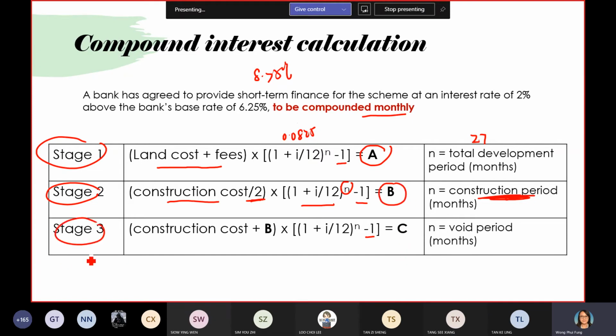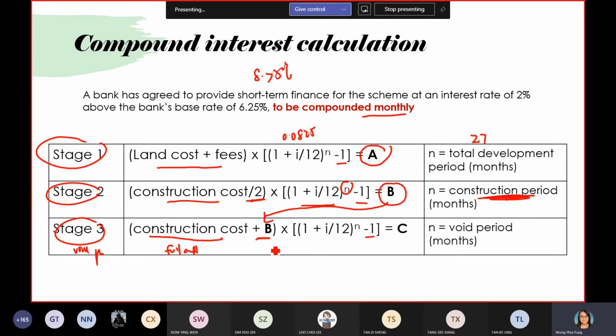The last stage is for the void period. For the void period, it's a little bit different. You use the construction cost, the full amount, plus, don't only divide by 2. This one, no need to divide by 2, because in stage 3 everything is already completed. So you use the construction cost plus B. The B here is carried forward to this stage.